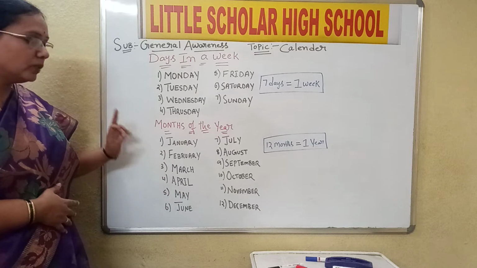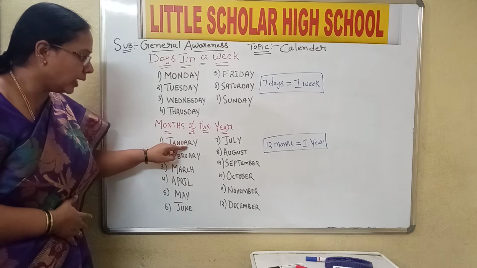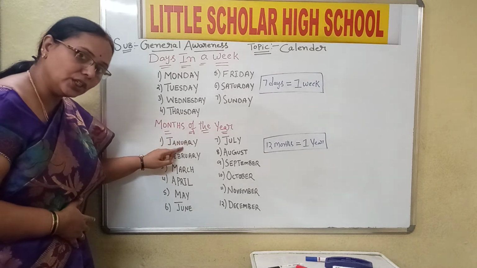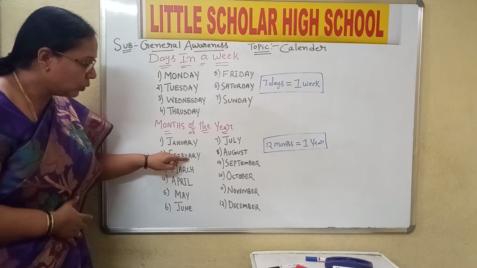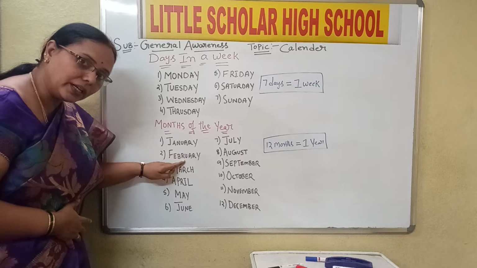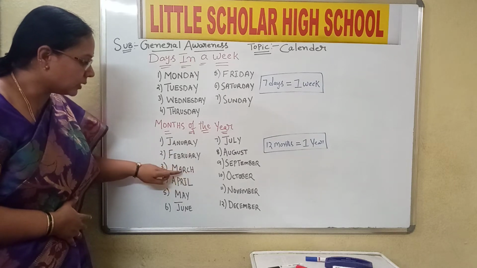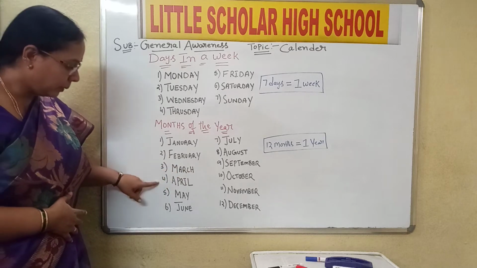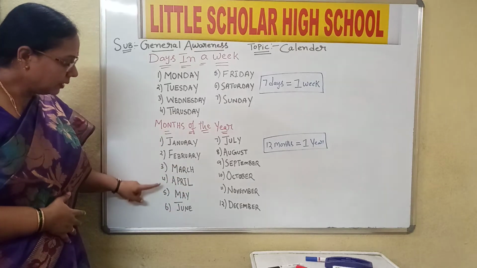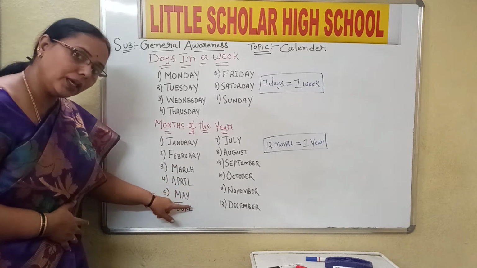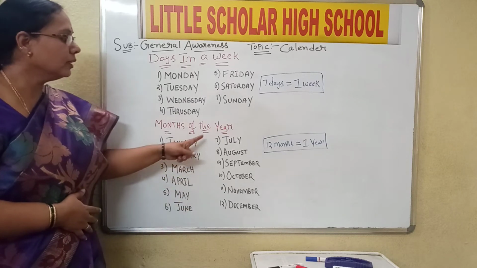Okay, let me do the spellings now. January, J-A-N-U-A-R-Y, January. Then February, F-E-B-R-U-A-R-Y, February. Then March, M-A-R-C-H, March. Then April, A-P-R-I-L, April. Then May, M-A-Y, May. Then June, J-U-N-E, June.